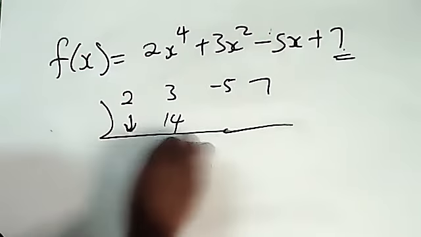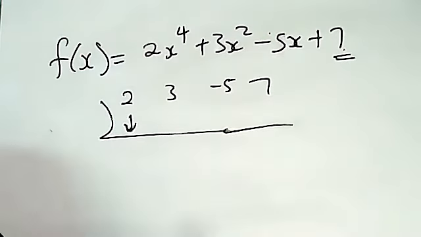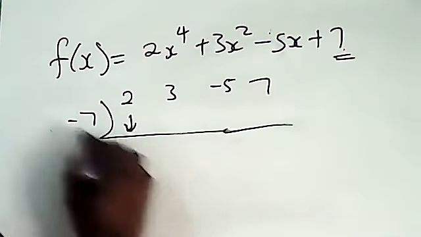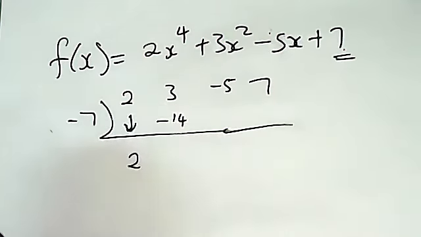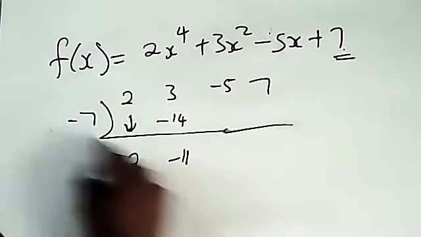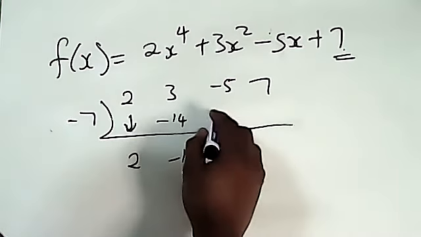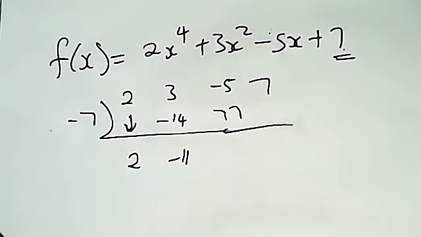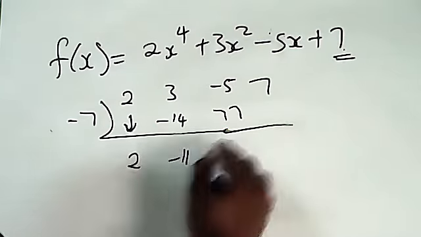So let's try with, and if you don't find with the factors, then you have to go to other numbers. But let's try with negative 7. So we drop 2. So this will be negative 14. 3 minus 14, that will be negative 11, right? Negative 11. Still, this will be positive 77, and negative 5 minus 77, that will give you something like 72.